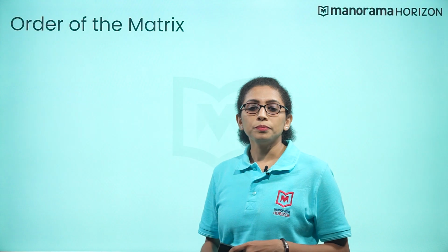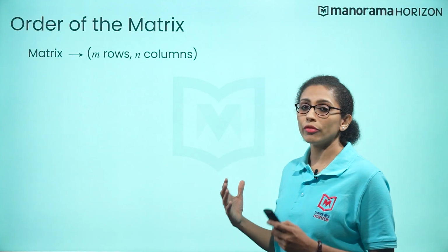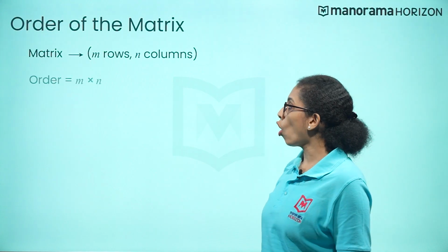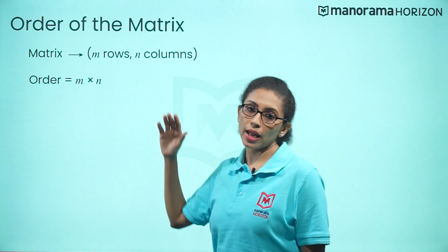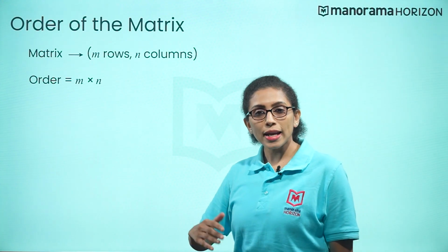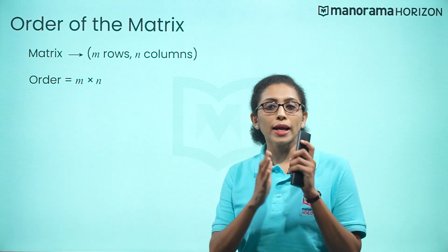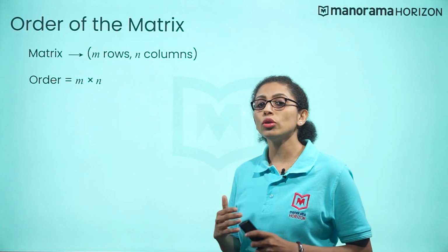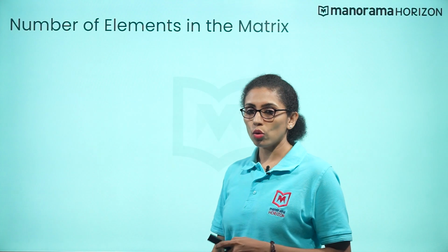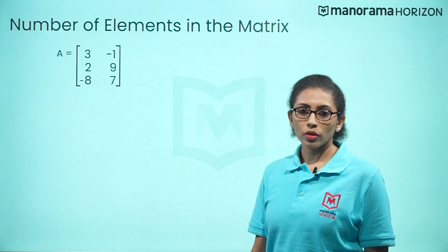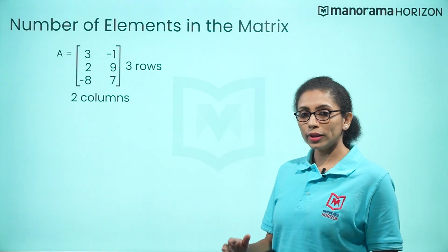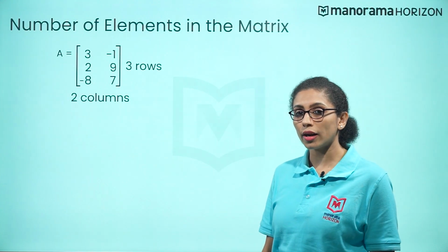In general, a matrix having m rows and n columns will have an order of m by n. So we have learned the order of a matrix, right? Next, we will discuss a closely related concept, that is how to find the number of elements in the matrix. Now, taking matrix A with 3 rows and 2 columns, tell me, how many elements does it contain?